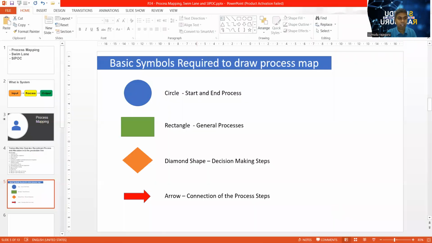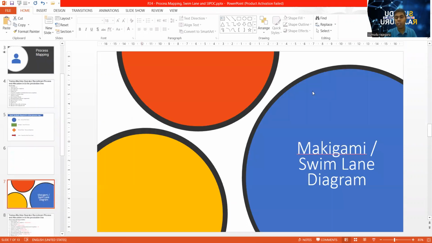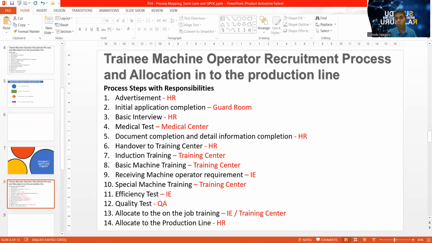Right. Okay. Now, you already know how to draw the process map. After the process map, we have to talk a little bit about the swim lane diagram. There is another name also. That name is Makigami. Okay, Makigami diagram, if not swim lane diagram. When we draw the swim lane diagram, that means the drawn process map, we have to align it with the responsibility. So first we drew the process map.